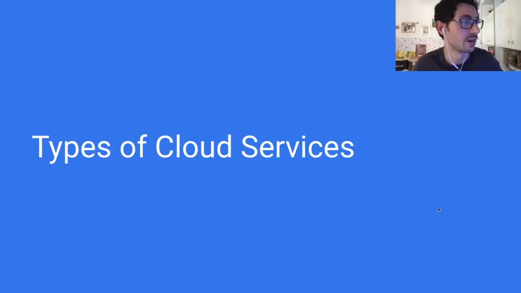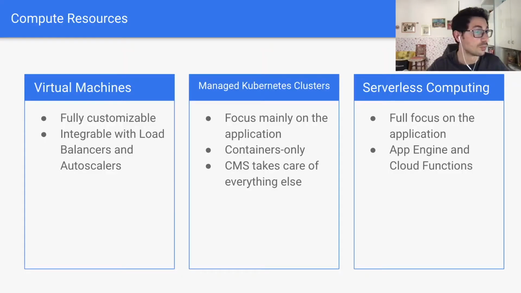And so let's see what the types of cloud services are. I would say we need to start with compute resources, right? Because most of the time, even if you are, let's say, a solo developer doing your own application and you want to deploy it, well, the first thing you need is a server. You need to deploy the application somewhere. And this can be done in different ways.